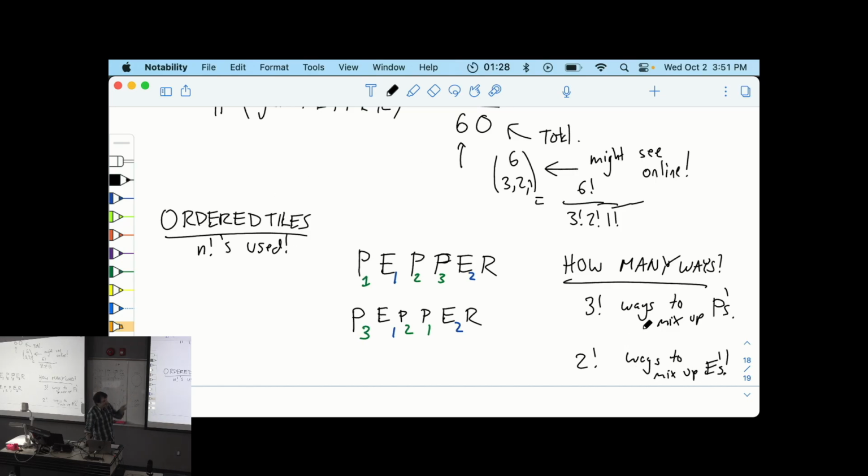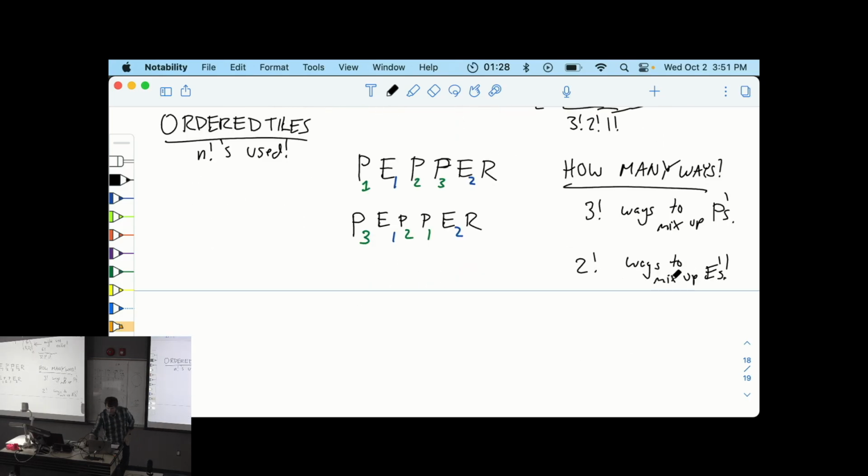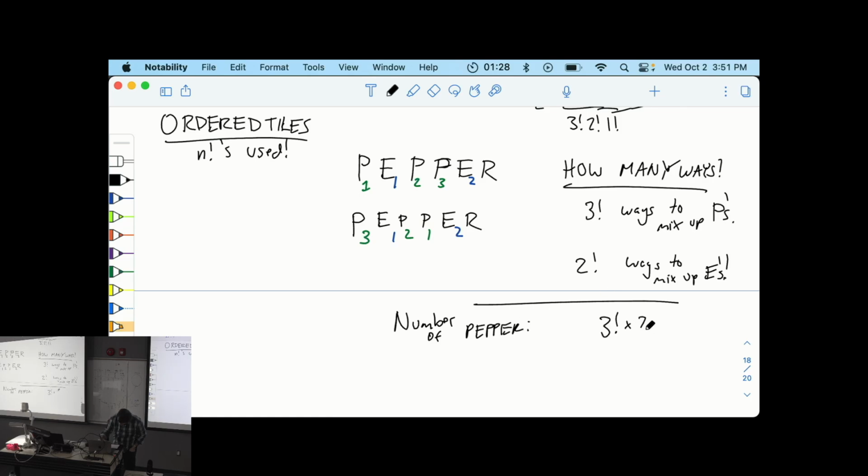So there's 3 factorial ways for the P's, 2 factorial ways for the E's. You can do any mix and match of any of those. So the total number of ways to make pepper is the product, 3 factorial times 2 factorial, also known as 12. 3 times 2 times another 2. Okay, so there's 12 different ways to make pepper.